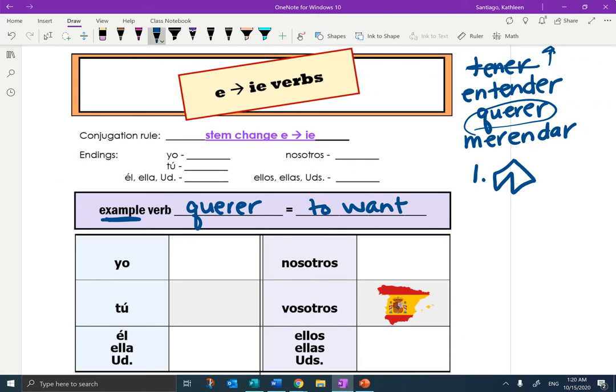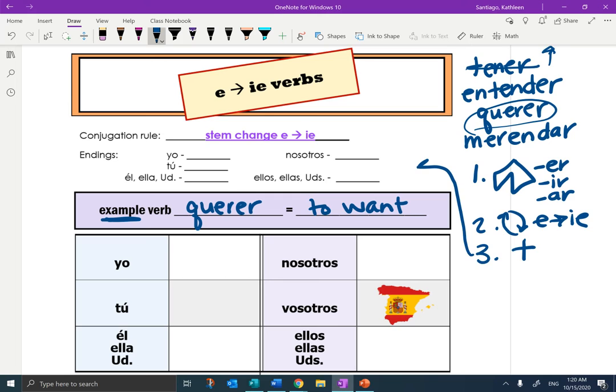Now, because we know that they are stem changing verbs, it is a 3-step process. Step 1, I'm going to chop off the ending. We've got to be careful because it could be an ER, an IR, or an AR verb. Then step 2, we're going to do the stem change, which we know is E to IE. And then step 3, we're going to add back in the endings. If you notice, I haven't written anything here because the tricky part is that some of these are ER verbs and some are AR.